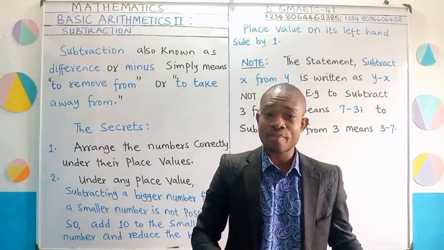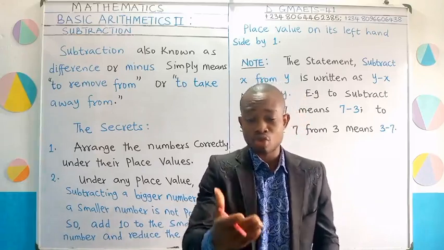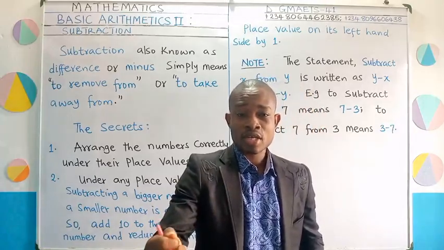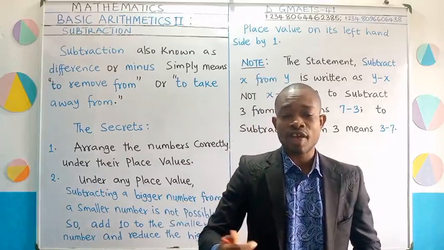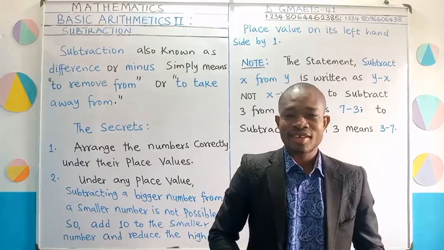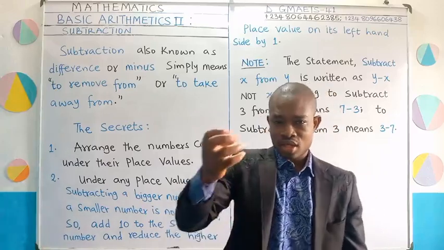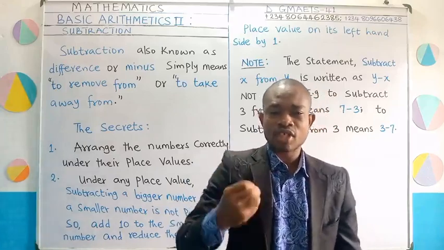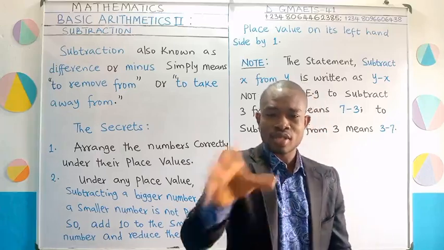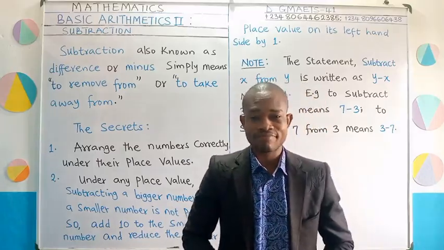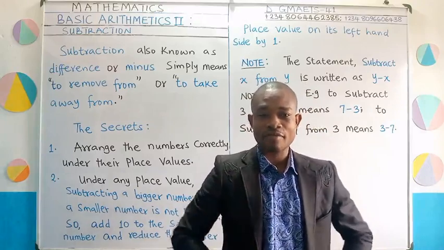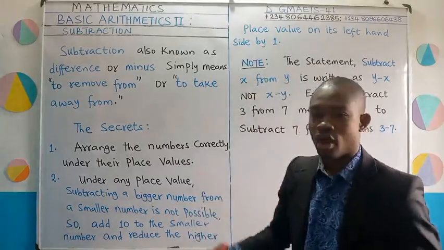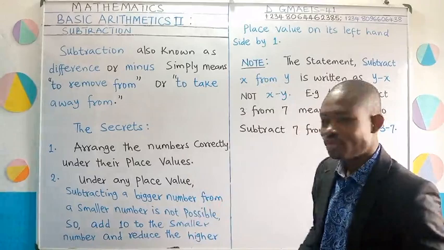Going back to our example of you trying to buy something, you paid 20 naira and then the seller gives you back 5 naira. You see, it's as if the seller took 15 naira away. The seller removed 15 naira from the 20 naira you gave to him or her and then gave you back 5 naira as your change. So subtraction simply means to remove from, to take away from something.